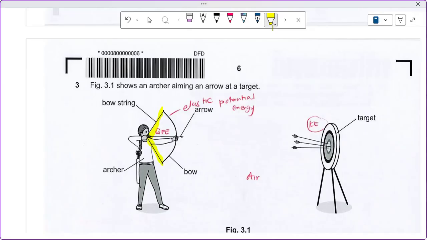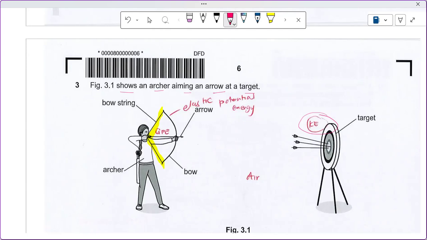So this part where this boy seems to be shooting the arrow towards the target, that's elastic potential energy. So here I have a diagram that shows an archer aiming an arrow at the target. As soon as you release this thing, its elastic potential energy is going to change into what? Kinetic. Already, I know what this is all about.